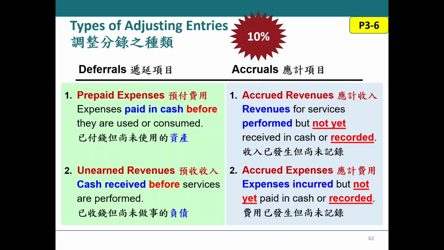First is prepaid expenses. You pay the cash at the beginning, to buy assets. The second item is unearned revenues. What does it mean? You got the cash at the beginning, but you didn't provide the service yet. So for the second group, deferrals, there are two items. We've done the second item, unearned revenues, last week. So today, we want to finish the first item, prepaid expenses.